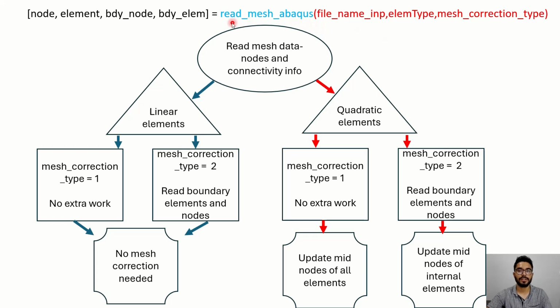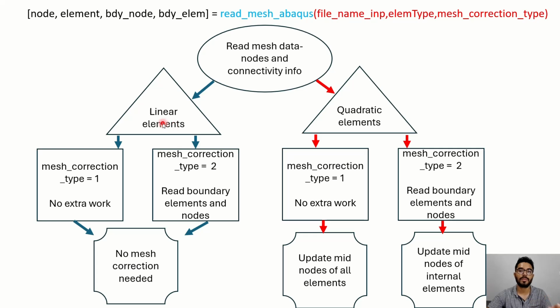So this is our function, read mesh Abaqus, and it has the following three inputs: file name, element type, and the mesh correction type. It has the following four outputs: node, element, boundary node, and the boundary elements. What it essentially does is first read the mesh data, the nodes and the connectivity info, irrespective of the element type, and then divide it into linear elements and quadratic elements. For linear elements, like T3 for triangular elements and H4 for tetrahedral elements, it will further dive into the mesh correction type.